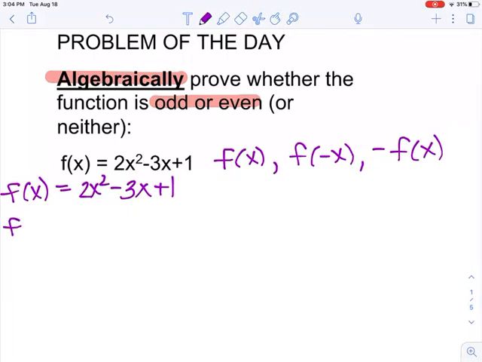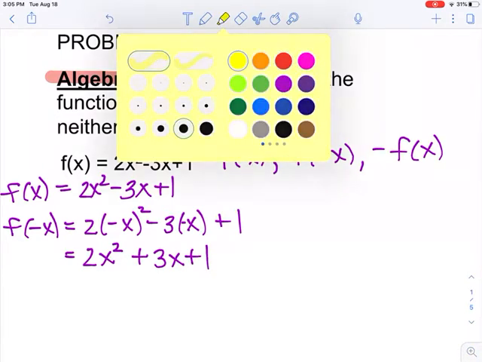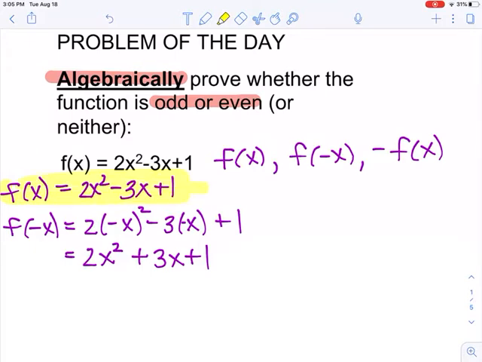Okay, so first of all, if we have an even function, we need to compare f of x and f of negative x. So f of x is just the function that was given. F of negative x means we're taking a negative x and replacing that anywhere we see an x. Make sure you do this using parentheses to get the proper order of operations. So when we throw that negative x in, we get 2x squared plus 3x plus 1. In order to determine if a function is even, we need to compare f of x and f of negative x.